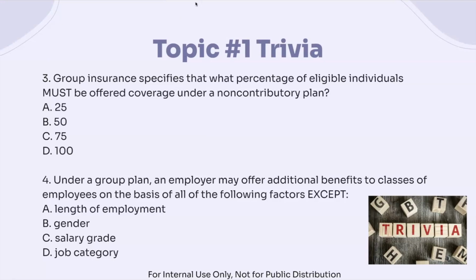So for question three, we have a group insurance that specifies what percentage of eligible individuals must be offered under a non-contributory plan. Ooh, so this is a review back to contributory versus non-contributory. We see that we can have these in both life and health insurance. So for non-contributory plans, 100% of all eligible individuals must participate. For 75%, that was a contributory plan.